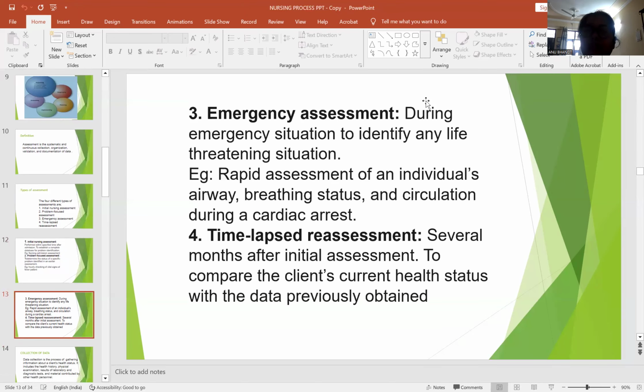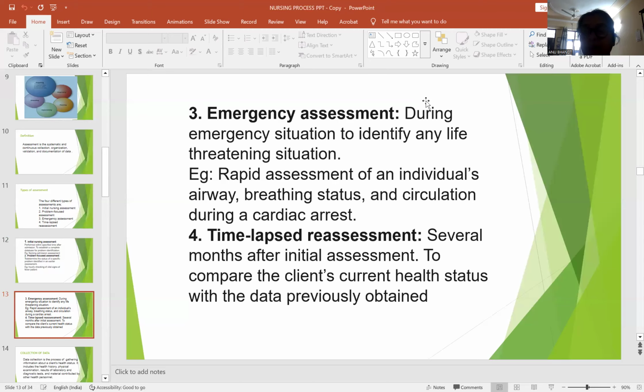Third one is the emergency assessment. During an emergency situation, we identify any life-threatening condition. For example, you are working in your area and suddenly a patient crashes. Then you do not check the vital signs of the patient. What you will do is check the carotid pulse and ask the patient, are you okay or not? So we do a rapid assessment. Check the ABC, airway, breathing and circulation, to know whether the patient is in cardiac arrest or not.